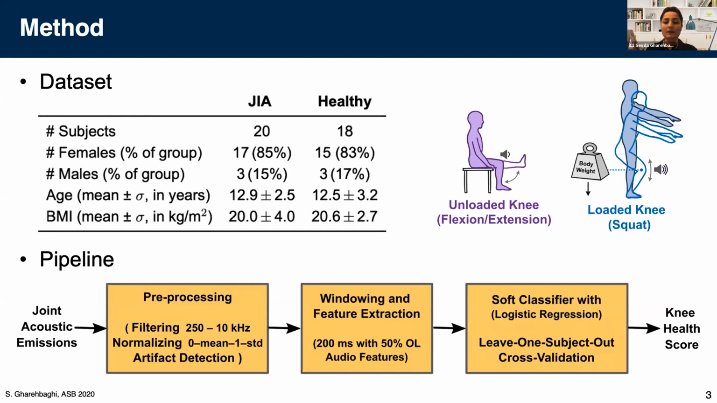Below is a pipeline of the signal processing. So basically, JAE signals from 2 exercises were pre-processed by filtering, normalizing, and detection of some of the artifacts. Then the signals were windowed and audio features were extracted, including temporal, spectral, and cepstral features. Then the feature matrix is fed into a soft classifier, and the classifier performance was validated. The output of the classifier would be a knee health score for each subject.